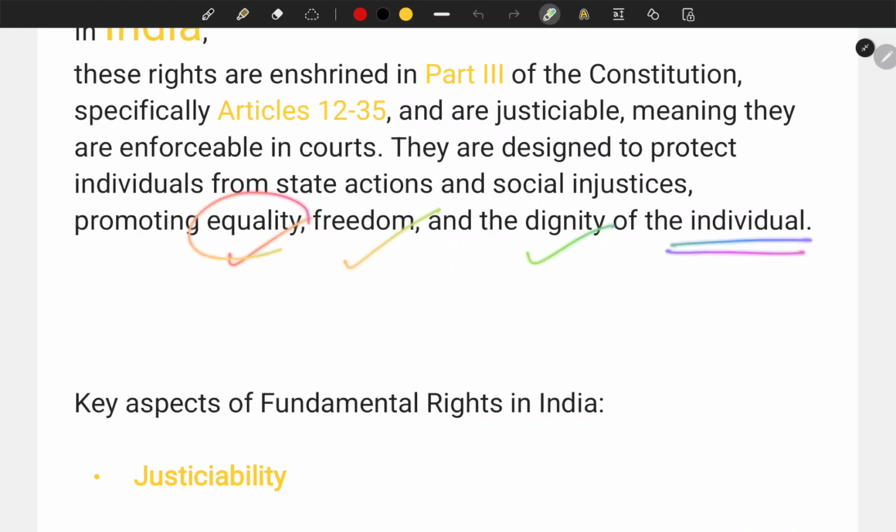Obviously we get equality because we follow the law of equality in our land. There is freedom, and though there are some restrictions in it, we have a high level of freedom in our country. And what else is essential? The dignity, right? You can be equal, you can be free, but what is also essential for your well-being is that your dignity as a human being, as an individual, is protected.